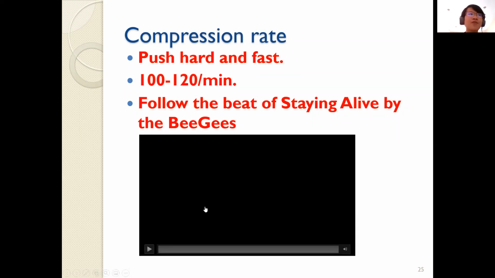This song is very famously used to guide the rates for chest compression.